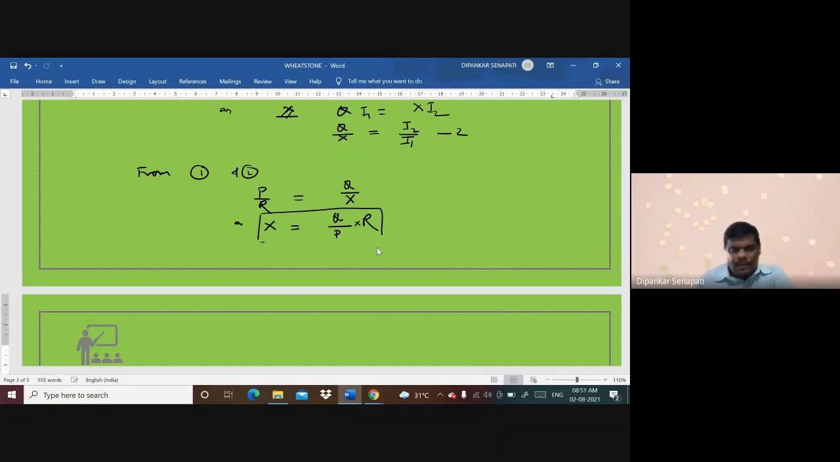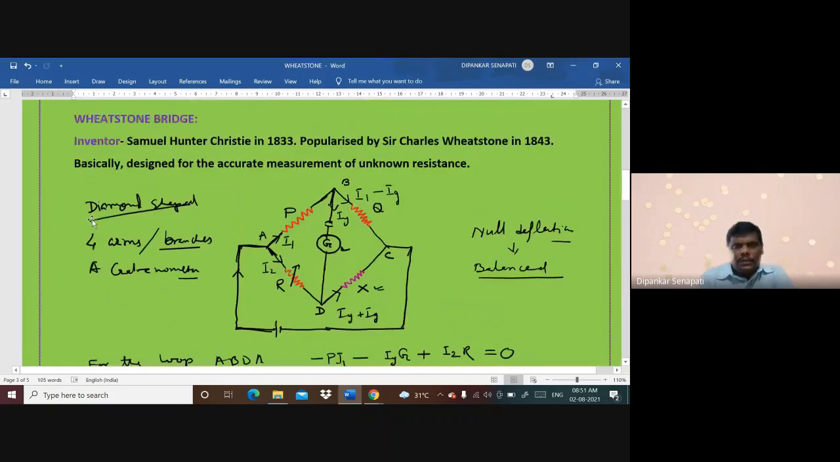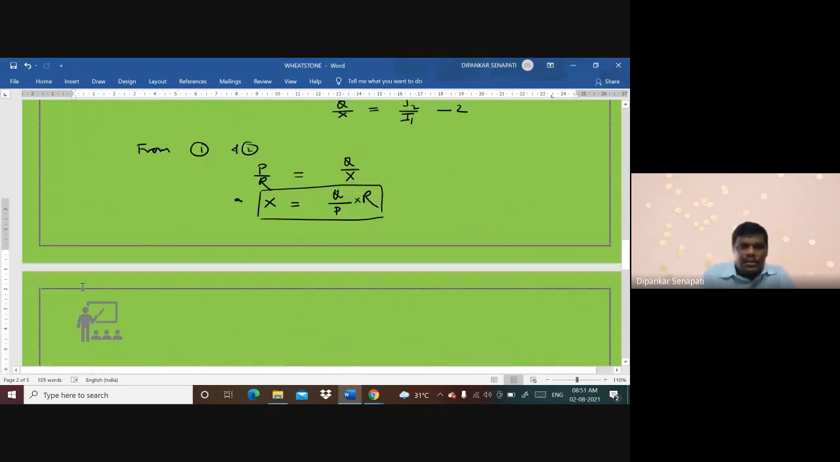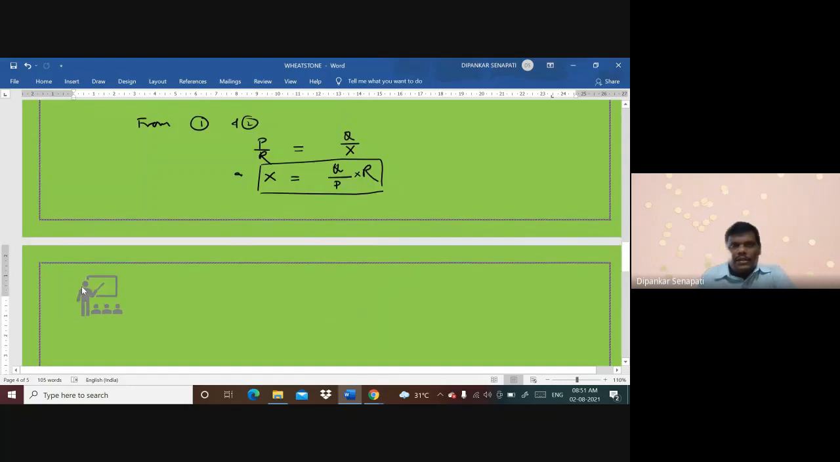Now see what we have to do here in the bridge. We are taking P and Q fixed. X is the unknown resistor, nothing to do with this. What we have to do is adjust R so as to achieve the current Ig equal to 0. Once we make Ig equal to 0, we are reaching the condition that P by Q is equal to R by X.